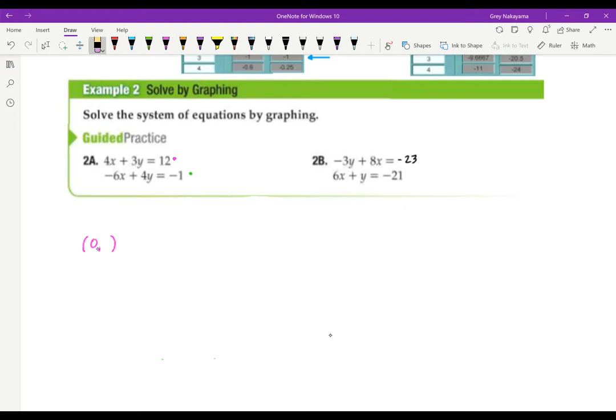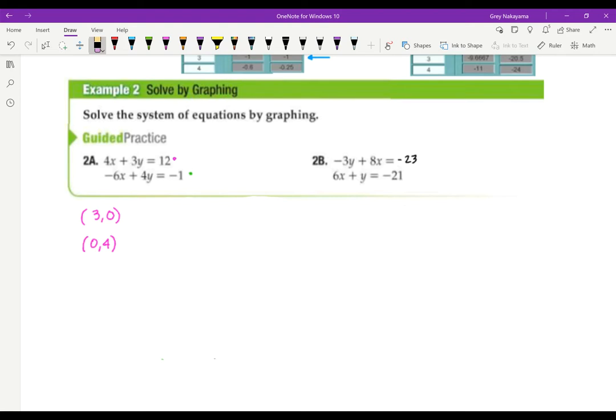If I plug in 0 for x, then I'm going to get 4 for y. And if I plug in 0 for y, I'm going to get 3 for x. You'll see when I show you the graph that those are the two points, and then I can use that to extend my line. Now, on the next one, it's not so easy. The reason we did that for the first one is because 4 and 3 both go into 12, but 6 and 4 don't go into 1, so not necessarily so fun.